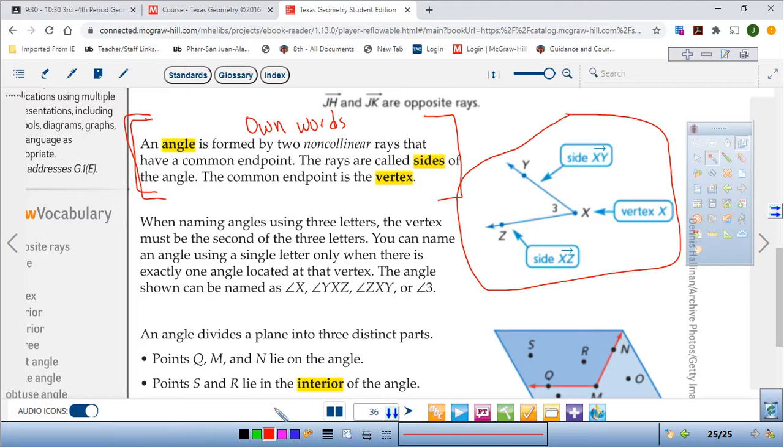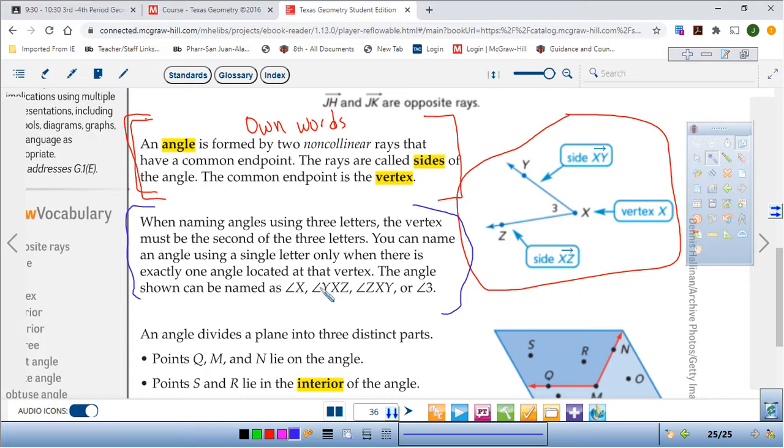Okay, moving on. This blue part now. I'm looking at the blue part, I'm kind of boxing it in. Now, when we talk about an angle, we don't just say whatever's there. We have to talk about it in a certain way. When naming angles using three letters, see how there's several letters here? The vertex must be the second of the three letters. So this one would be angle YXZ or angle ZXY. The vertex is the common endpoint, and when you name it with three letters, that common endpoint is in the middle.